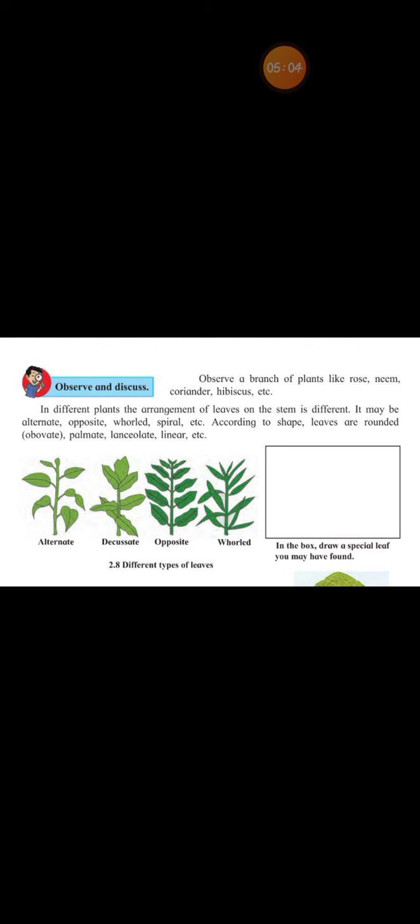The parts of a stem are internode, node, bud, growing end, and finally a leaf. Fine, children? Then we had seen about leaf. The parts of the leaf are leaf base, stipule, petiole, leaf blade, midvein, vein, leaf margin, and leaf apex.